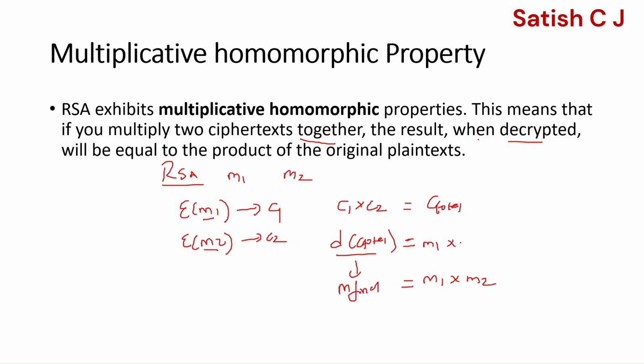I hope you are able to follow this. This is the multiplicative homomorphic property that the RSA algorithm exhibits. So now let us take an example. We'll verify this with a numerical.